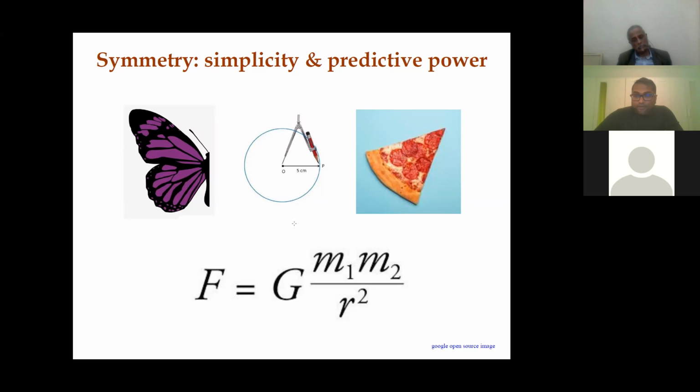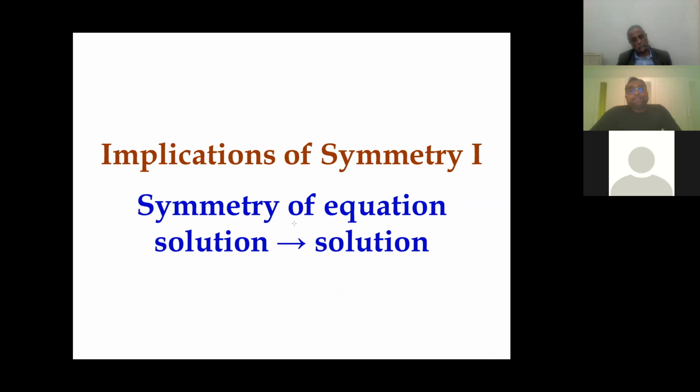Thank you. Okay. So, implications of symmetry. If you have symmetry, what does it mean? In the next few slides, I will show you that symmetry of an equation means that you have many solutions to it, and the symmetry transformation will map one solution to another. Through some examples, this will be clear to you what I mean.